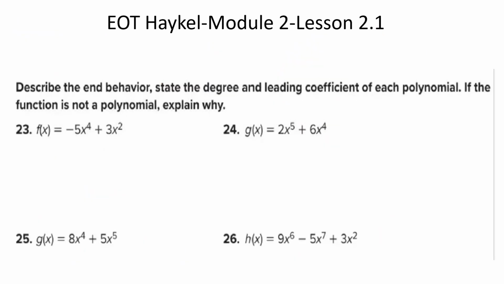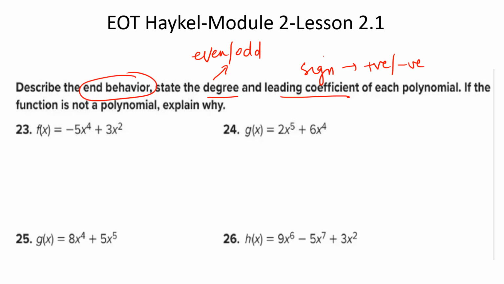First, we have to find the degree and the leading coefficient. Depending upon the degree, whether it is even or odd, and depending upon the sign of the leading coefficient, whether it is positive or negative, we will choose the right end behavior from the formula sheet which I explained. Sometimes if the function is not a polynomial, just give the reason: no class, it's not a polynomial, I cannot find the degree, I cannot find the leading coefficient.